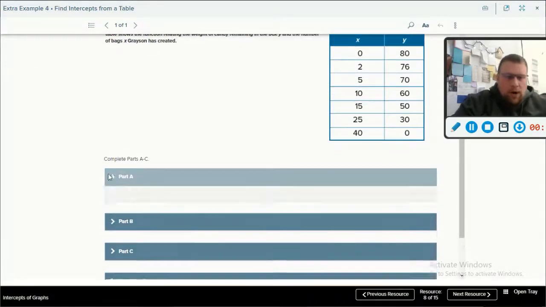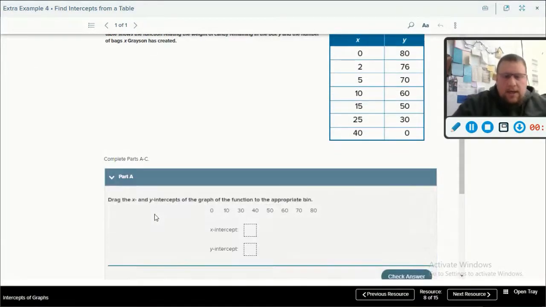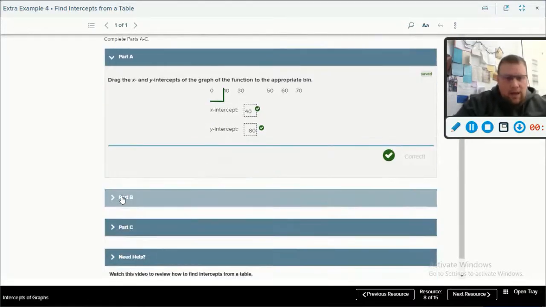Okay, so part A says, let's identify the intercepts. So where's the x-intercept at? The x-intercept is where y is 0, x is 40. Where's the y-intercept? It's where x is 0 and y is 80. We did it.